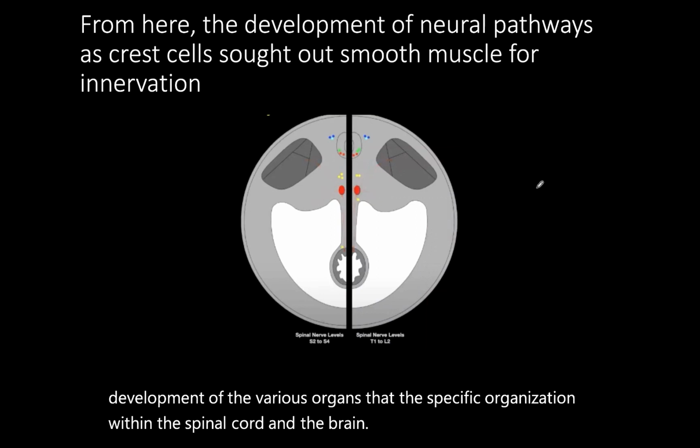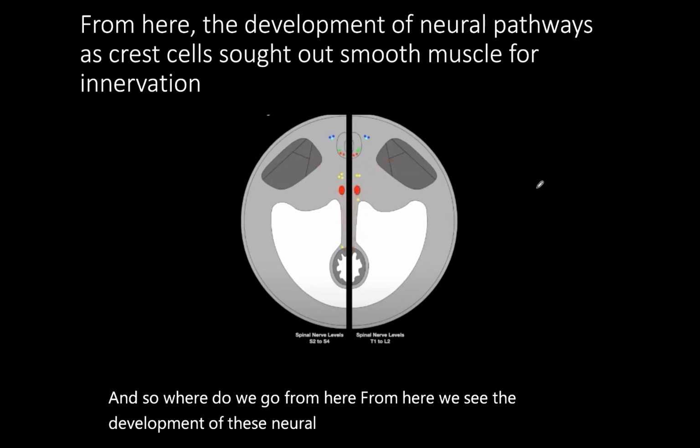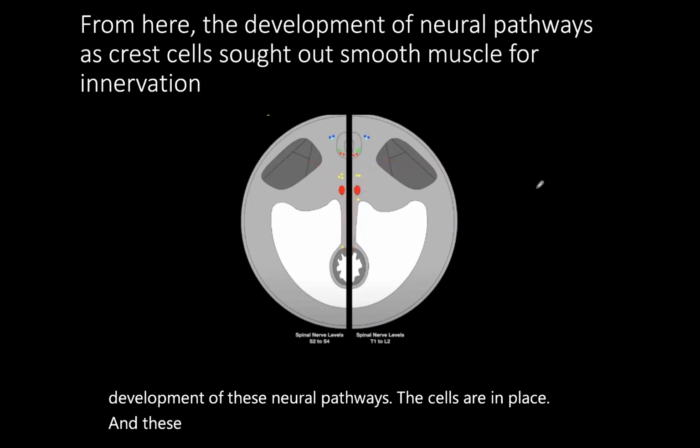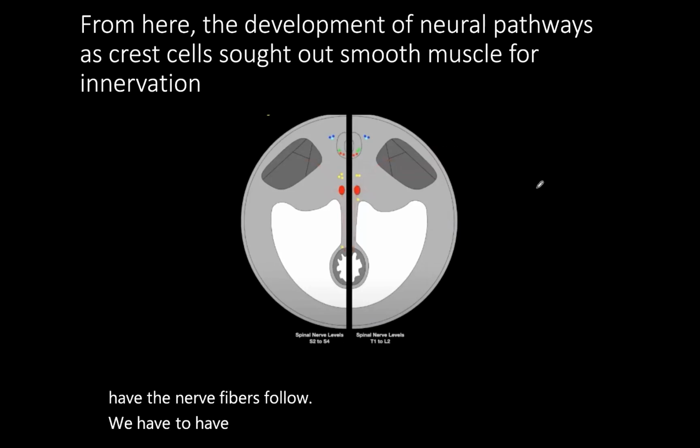And so where do we go from here? Well, from here, we see the development of these neural pathways. The cells are in place. And these cells got in place because they were seeking out smooth muscle. Now what we have to do is have the nerve fibers follow those neural crest cells to where they migrated to.